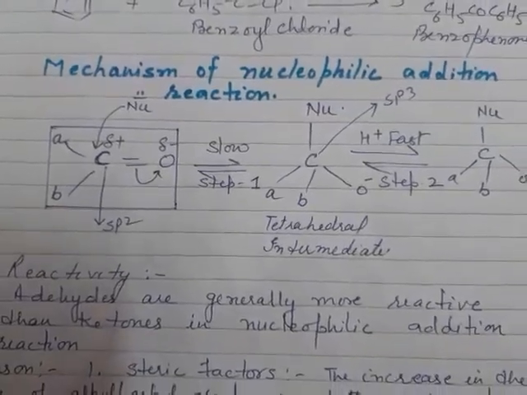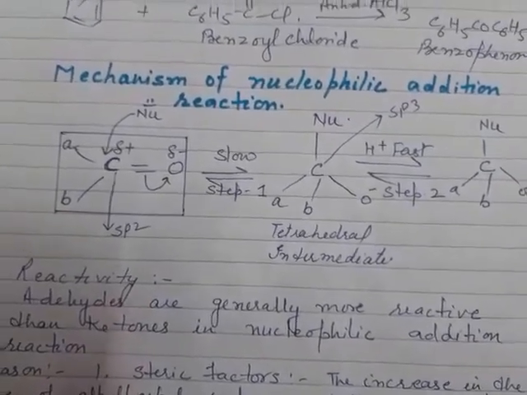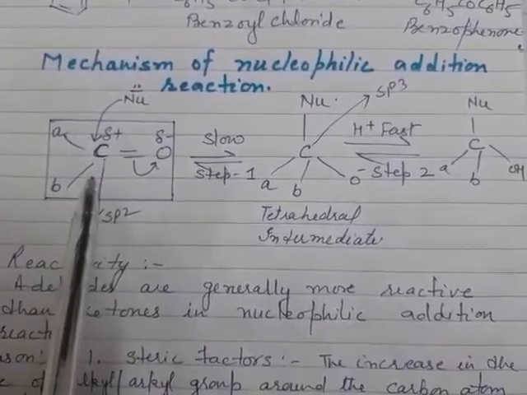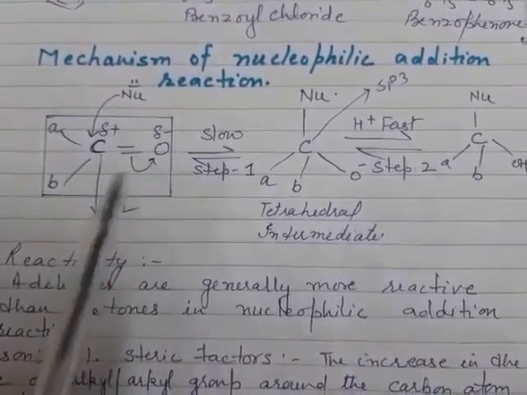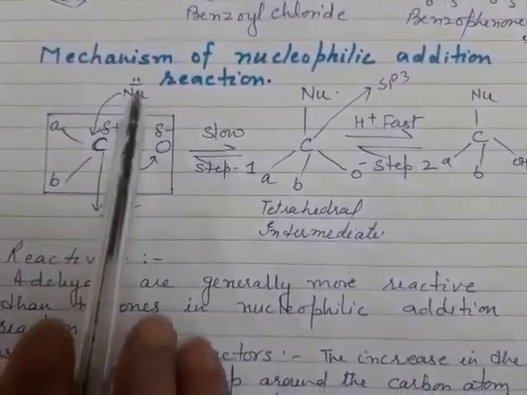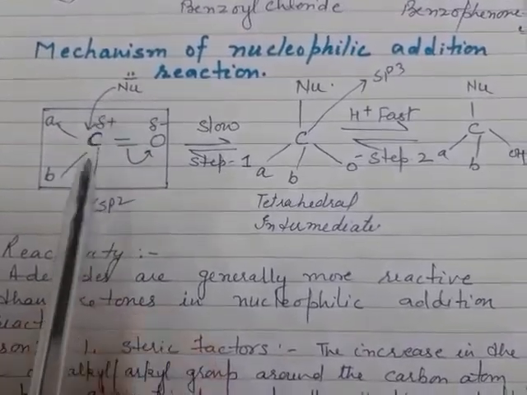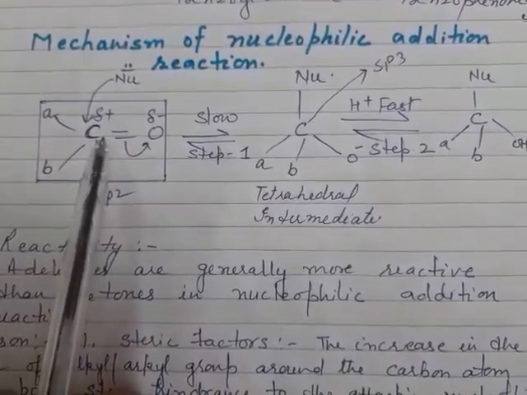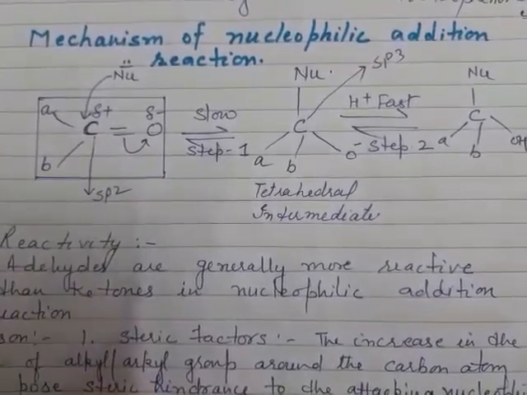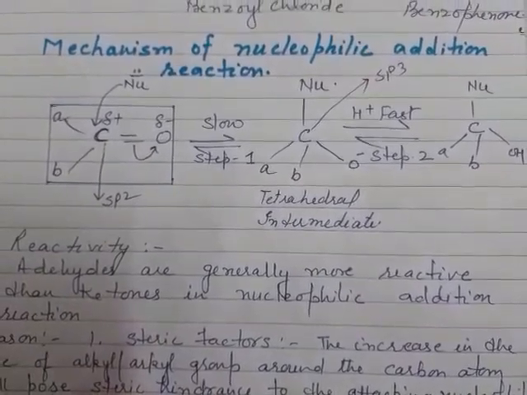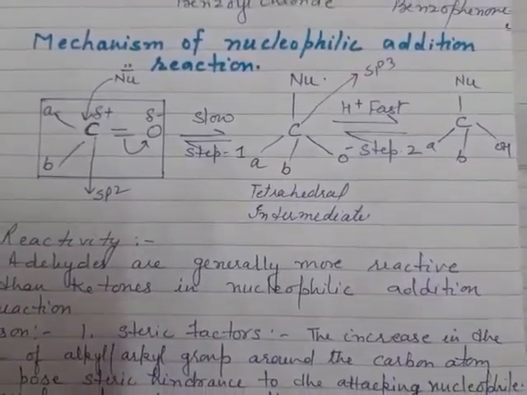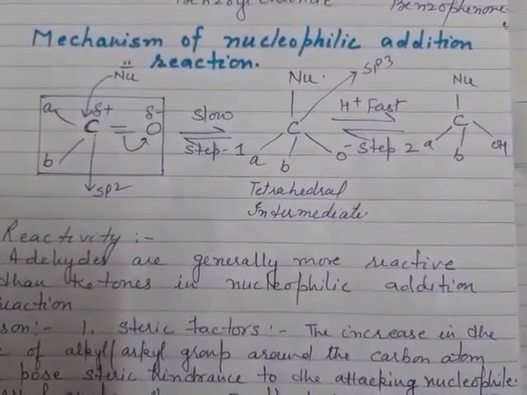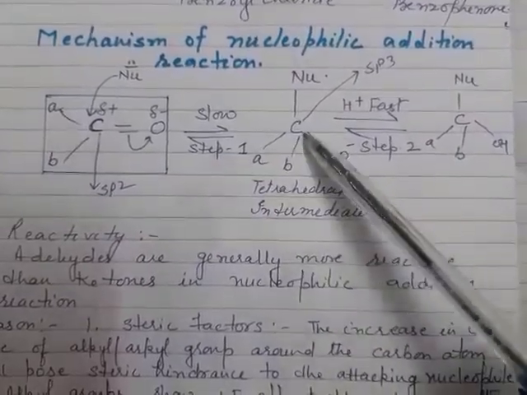Mechanism of nucleophilic addition reaction. A nucleophile attacks the electrophilic carbon atom of the polar carbonyl group from the direction approximately perpendicular to the plane of the sp2 hybridized carbonyl carbon. The hybridization of carbon changes from sp2 to sp3 in this process, and a tetrahedral alkoxide intermediate is formed.